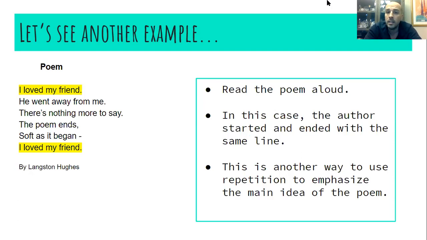Interesting. In this case, the poet didn't repeat the same word or phrase all throughout the poem. Instead, they decided to begin and end the poem with the same phrase. Okay, and this is just another way to use repetition to emphasize the main idea of a poem. In this case, it's showing us how deeply this poet or this person cared for a friend that left them for whatever reason.